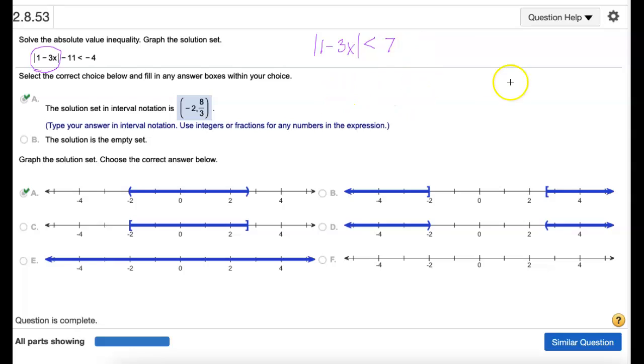So I'm really going to write here two statements. I'm going to say, okay, there's going to be this statement where this stuff inside this absolute value, this argument, is going to be positive. And then I'm going to write another statement where it's negative. And I need to solve both of these inequalities separately.